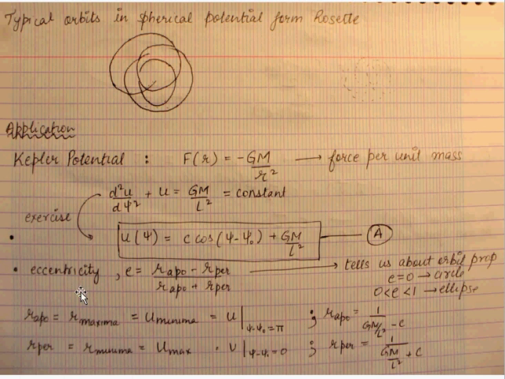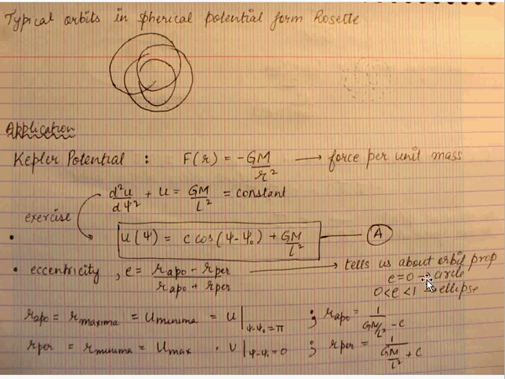Now one of the parameters that we define for orbits is the eccentricity, e, where eccentricity is given by the apocenter distance, which is the farthest distance that is possible in an orbit, minus the pericenter distance, which is the closest distance possible in an orbit, over the apocenter distance plus the pericenter distance, right? So eccentricity is something that we are familiar with. It tells us about the orbital property, what kind of orbit it is.